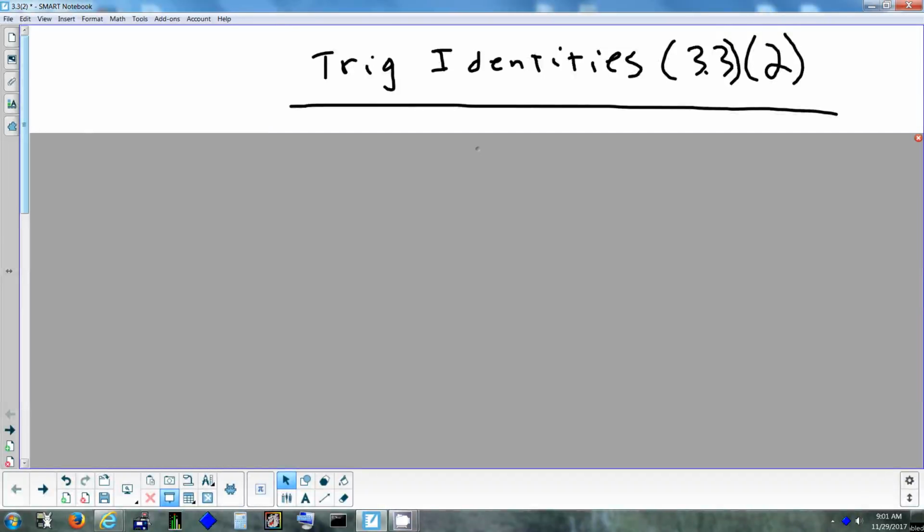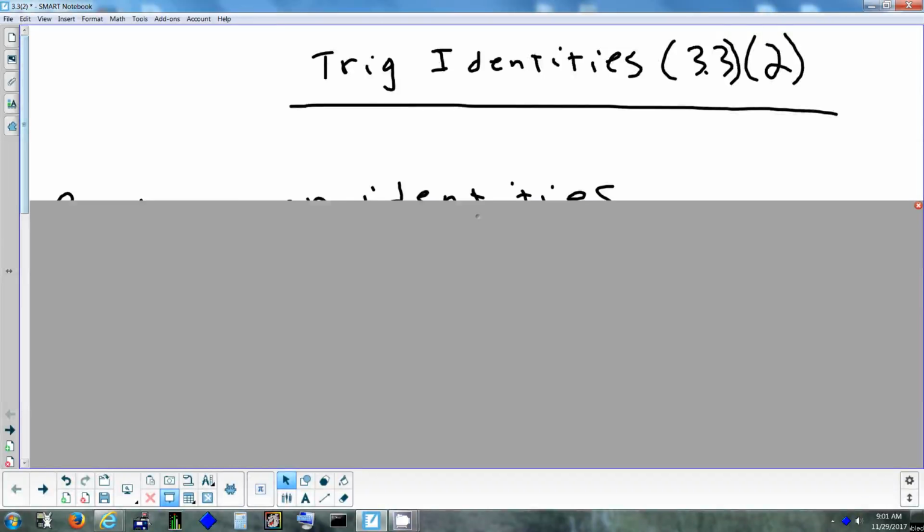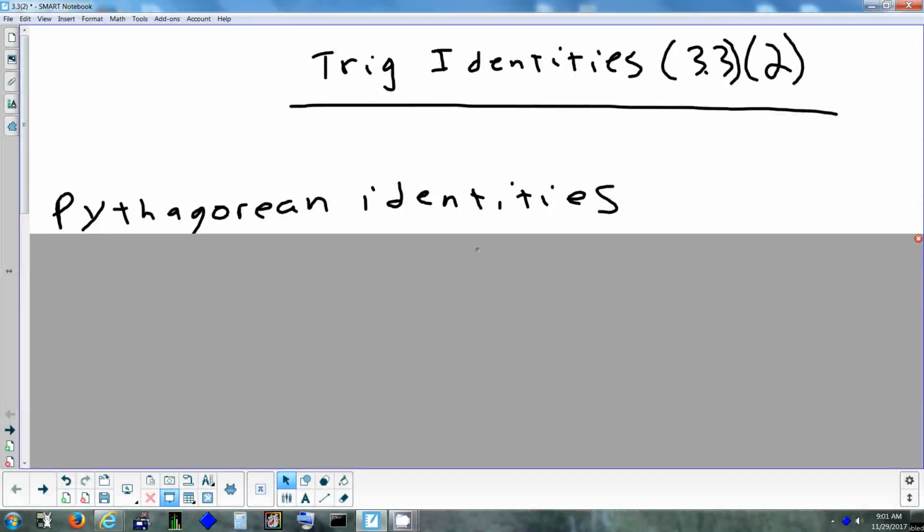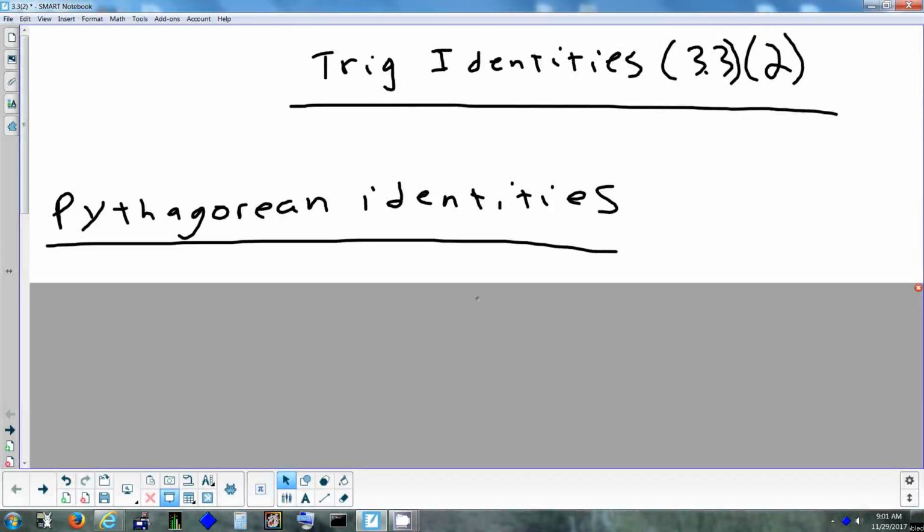Right, so we're going to finish up trig identities today, looking at the last group, which is called the Pythagorean Identities. And just because we're learning the Pythagorean identities, that doesn't mean every single problem is going to use what I'm about to show you. Some problems on the test might just be what you learned yesterday. Some might also include some of what we're learning today.